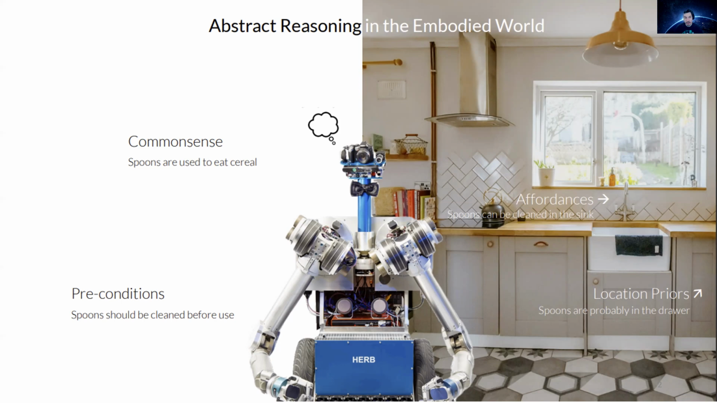So in other words, the question that we were wondering is whether it's possible to learn abstract priors and affordances in a text-based environment, and then use these priors that we've learned to help us generalize inside of a physically embodied environment.